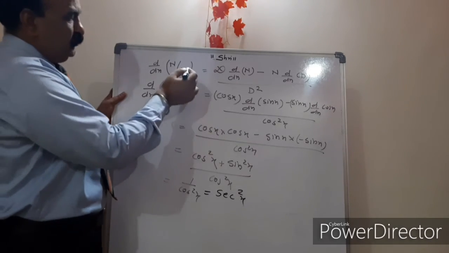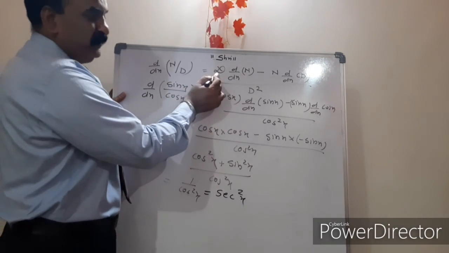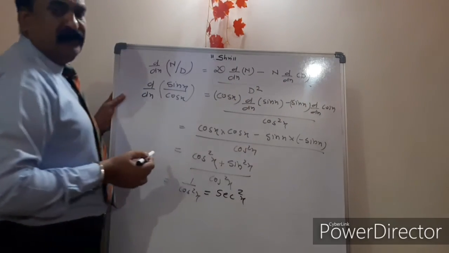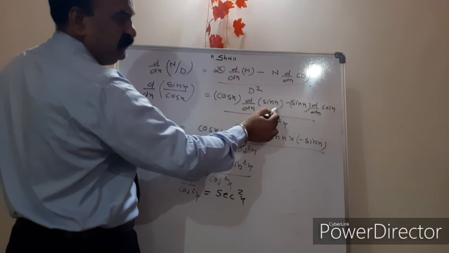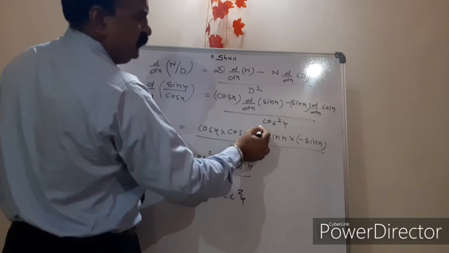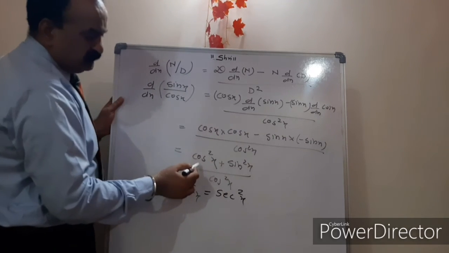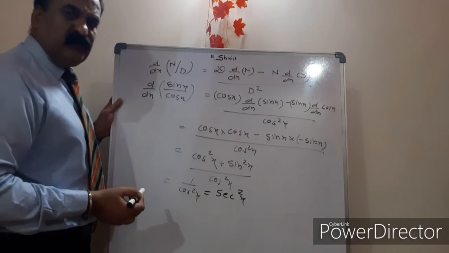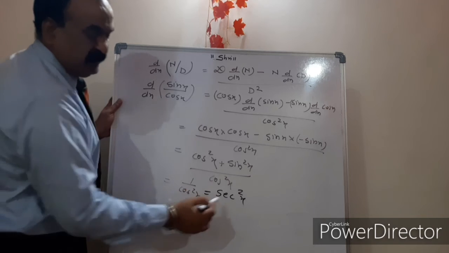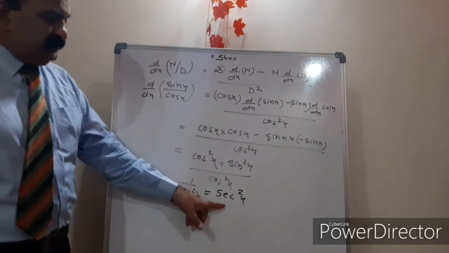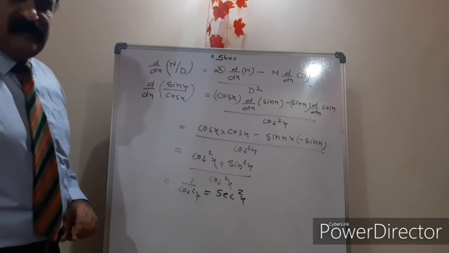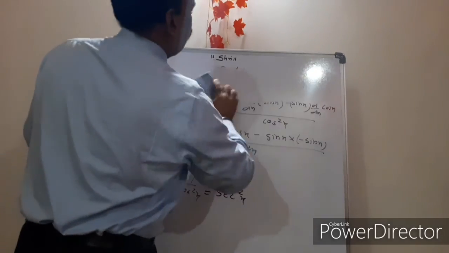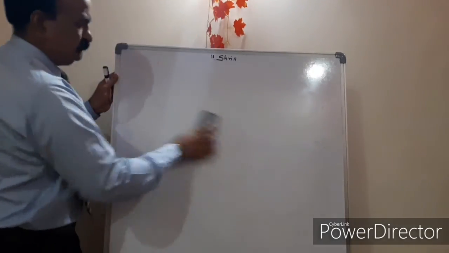It is called the quotient rule, numerator upon denominator. You leave the denominator, d/dx of numerator, minus leave the numerator, d/dx of denominator, upon denominator square. Cos x into d/dx of sin x, minus sin x d/dx of cos x, upon cos square x gives 1 upon cos square x, which means sec square x. It means d/dx of tan x is sec square x. Similarly, you can find d/dx of cot x yourself. You can try.